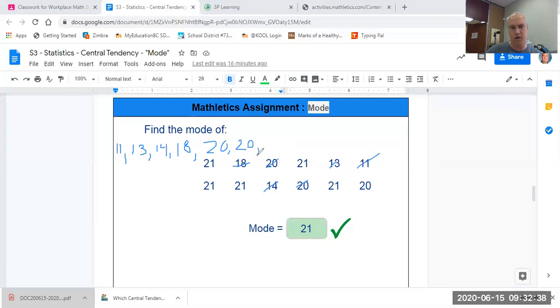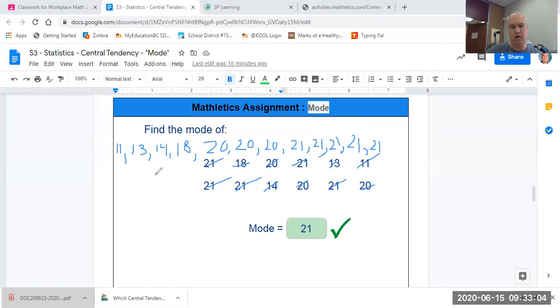And we've got another 20. And then we've got a whole bunch of 21s. So we've got one, another 21, another 21, another 21, and we have a last 21.